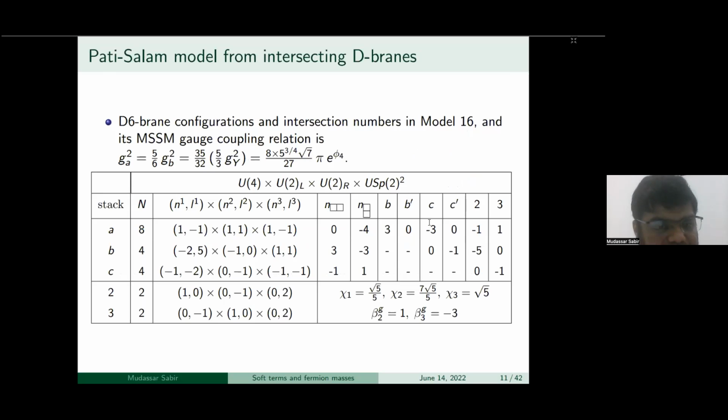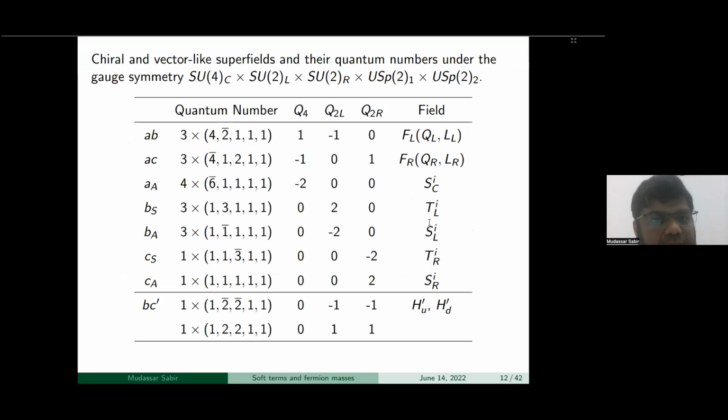So we can see in the stack B, we have a wrapping number 5. And I have shown the 2 stack and the 3 stack, which are the orientifold filler branes. And we also have all the intersection numbers, and also the chi moduli and the beta functions. And this is the table for the corresponding quantum numbers of the various fields.